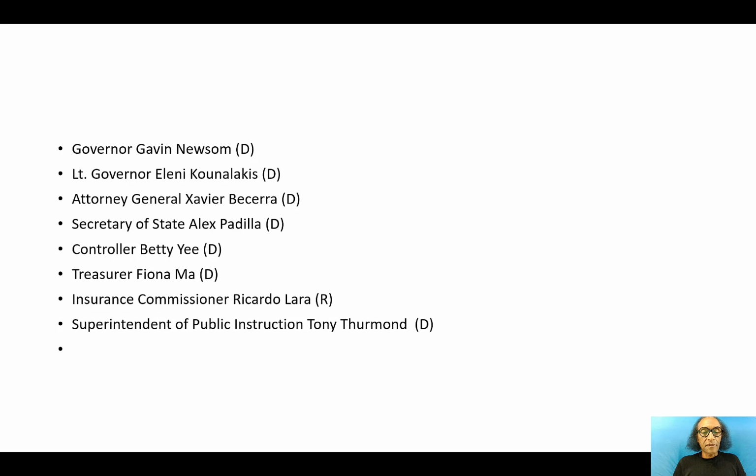As you notice here, they're all Democrats. It seems like California state government is dominated heavily by Democrats. Again, I omitted the insurance commissioner, who is a Republican.